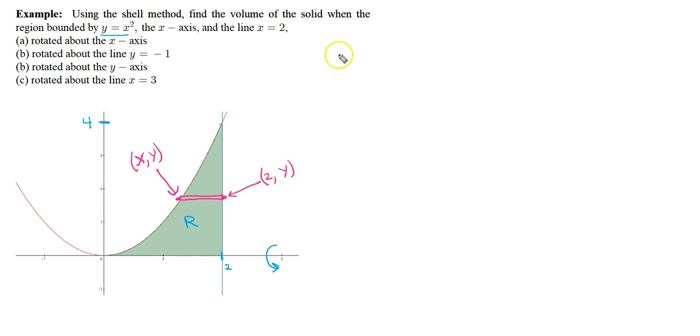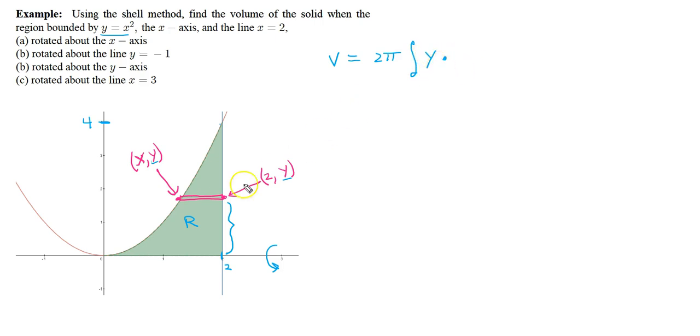Now, following the formula for the shell method, our volume is 2 pi integral. Now we have to calculate the radius of this shell times the width of the shell. The radius of the shell is going to be this distance. That's the radius of this shell. That distance is y. You see, we read that from the y coordinate of these points. So we just put in a y right here.